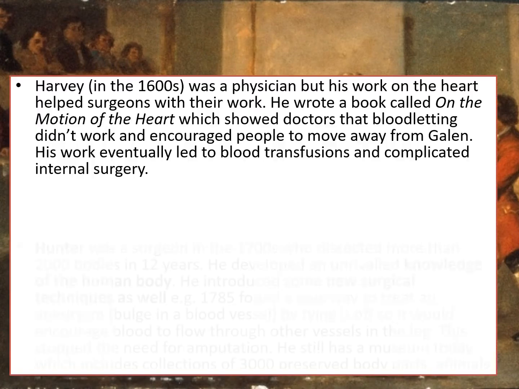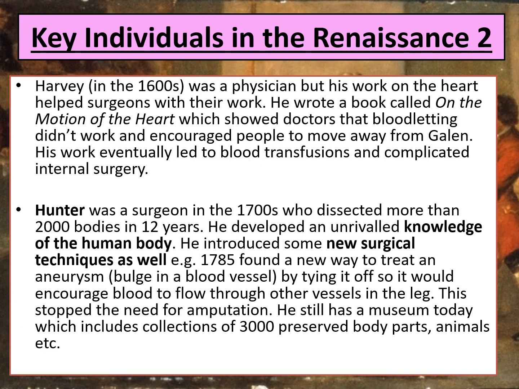The last two individuals that you need to know about for the early modern and Renaissance period are Harvey and Hunter. So Harvey was somebody that was working on anatomy in the 1600s. He was technically a physician and he did lots of work on the heart, and he even wrote a really important book called On the Motion of the Heart, which included lots of very detailed diagrams of the heart and circulation of blood. And this was absolutely crucial because he was, like Vesalius, saying that Galen was wrong.